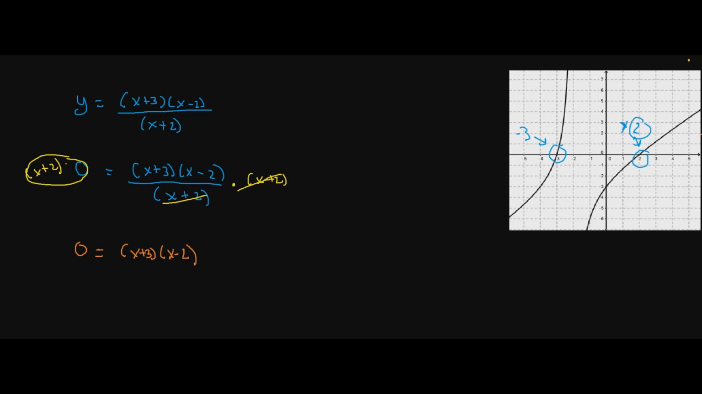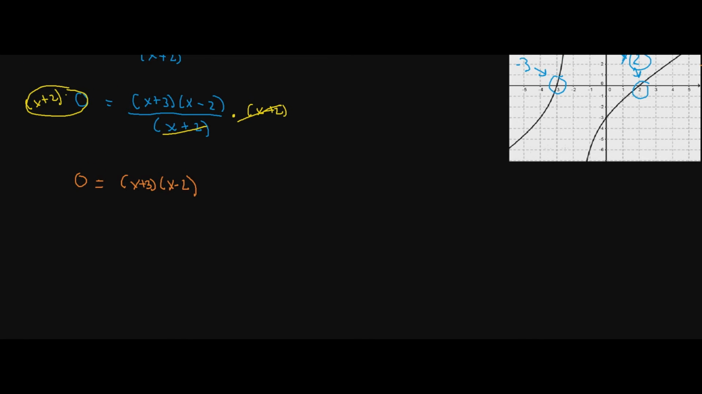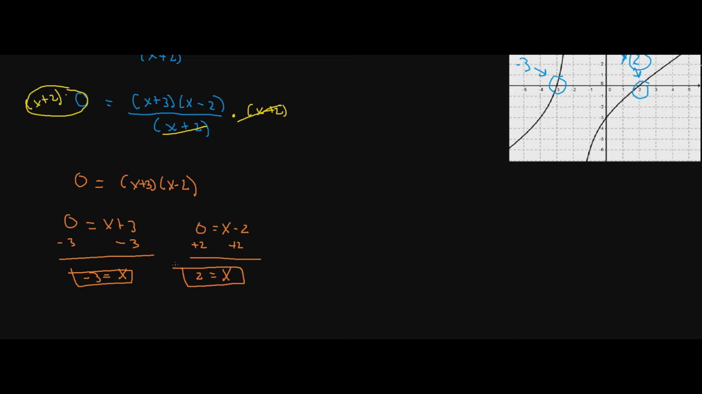Now, all we need to do is solve for it like we have in the past. We get 0 equals x plus 3, and 0 equals x minus 2. We set these up individually and solve for them. You might be able to do this in your head, but we'll do it step by step. We get that x is equal to -3. Then over here we add 2 to both sides, and we get that x is equal to 2. There you go, just like it matched on the graph. Right here we got -3 and 2.